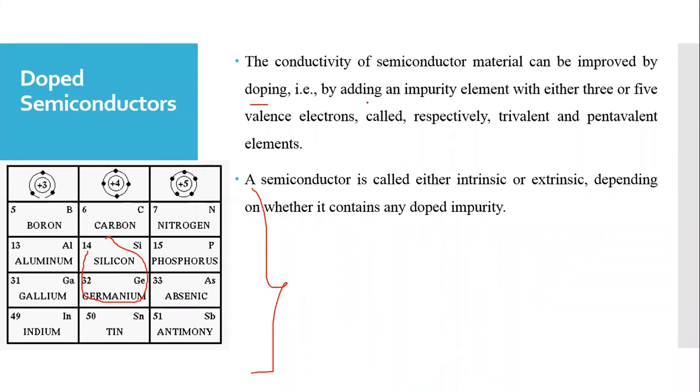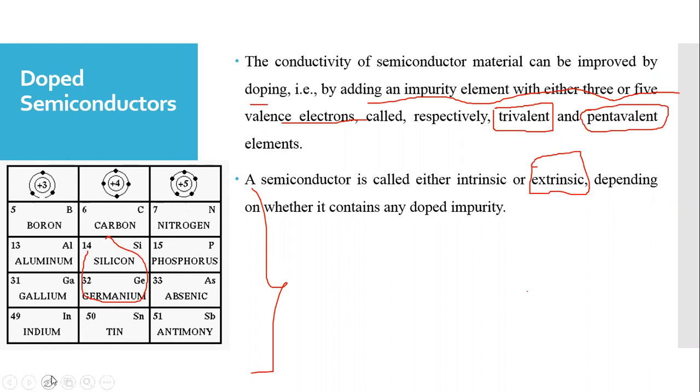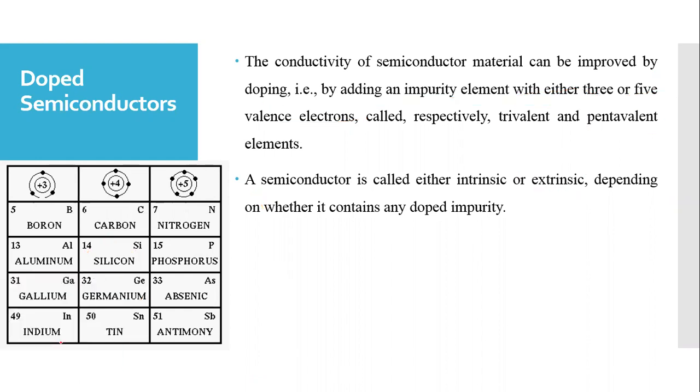Doping is the process of adding impurity element with either 3 or 5 valence electrons. If 3 electrons in the valence band are there, it is known as trivalent atom, and if 5 valence electrons are there, then it is known as pentavalent atom. And if you are adding this kind of doping impurity, then that material is known as extrinsic semiconductor, remember, or impure semiconductor, right?